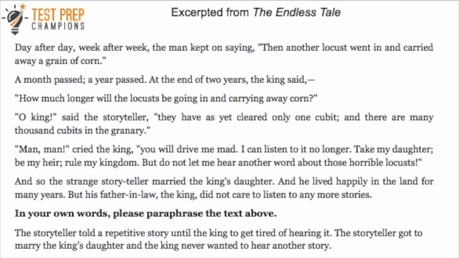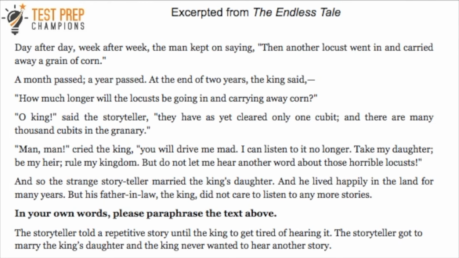Okay, the text is admittedly kind of small on the screen, so sorry for that, in case it's hard to read, but it was hard to get all this on the screen. But anyway, here's what I wrote. The storyteller told a repetitive story until the king got tired of hearing it. It looks like I didn't type the sentence right, but anyway, the storyteller got to marry the king's daughter, and the king never wanted to hear another story.